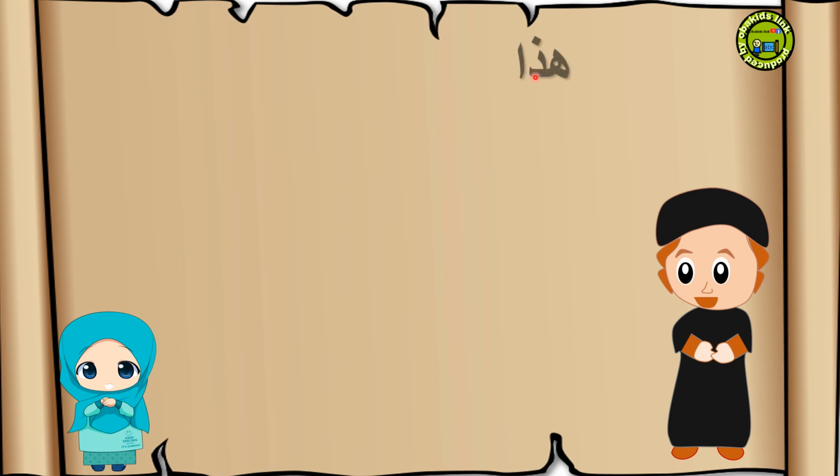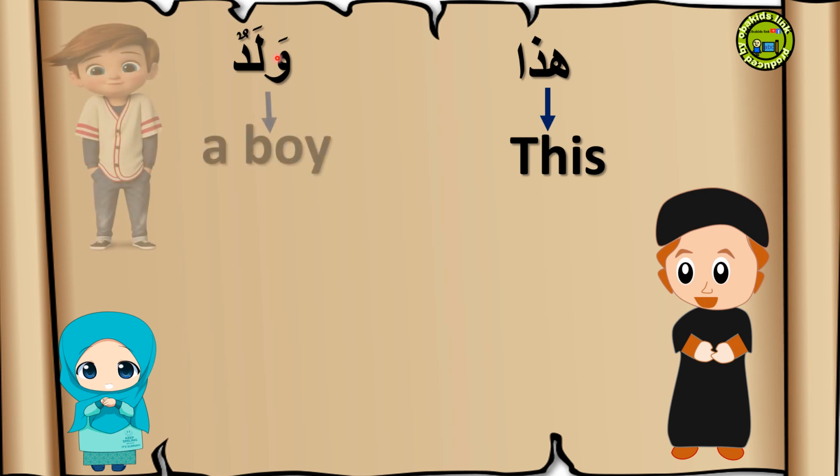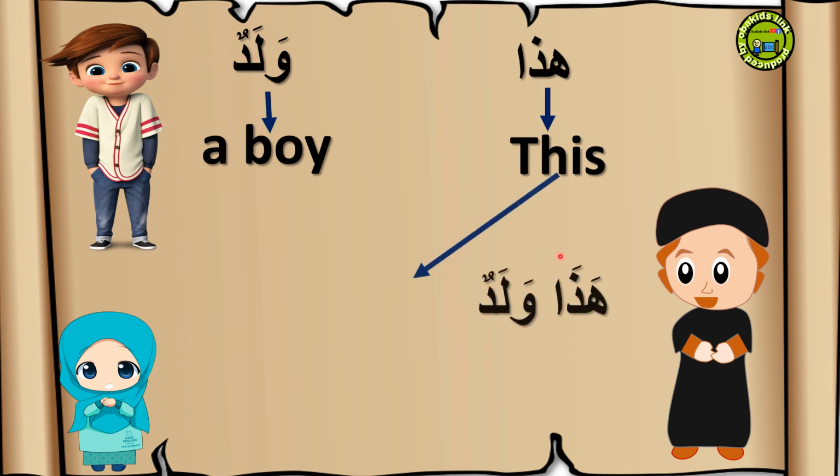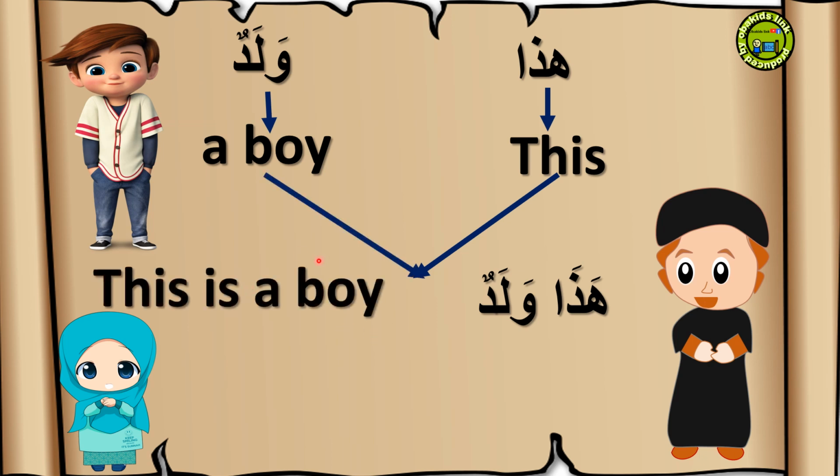This is هذا. هذا means this. This is waladun. Waladun means a boy. Now if we combine هذا and waladun together, it makes هذا waladun. Say after me. هذا ولد. Which means this is a boy.